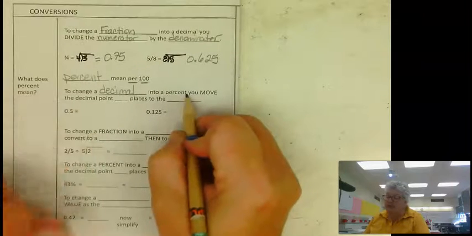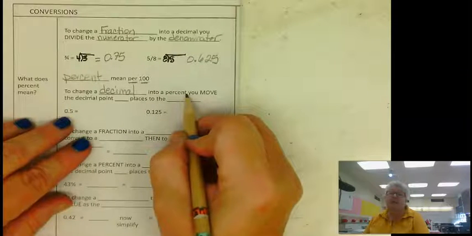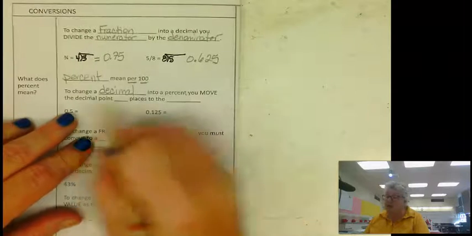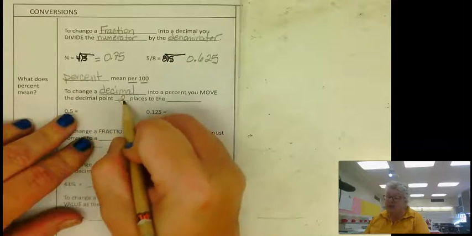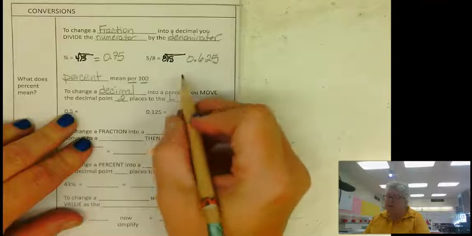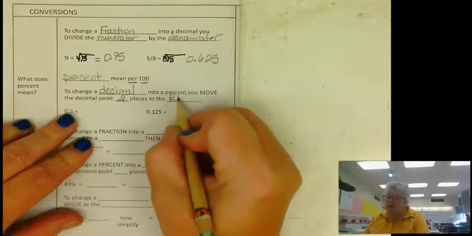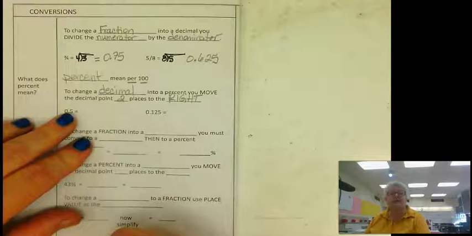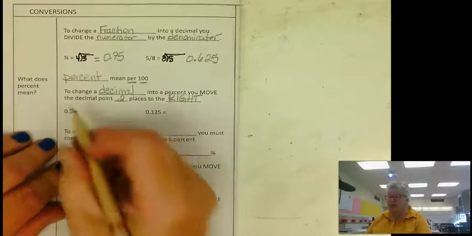So, now to change a decimal into a percent, this is so easy. You're going to be like, no, it's got to be harder. No, it's not. It's really this easy. Move the decimal point 2 places to the right. Okay? So it's not a Beyonce song. It's not to the left. It's to the right.